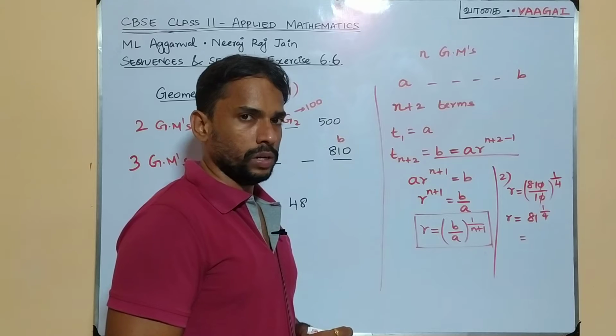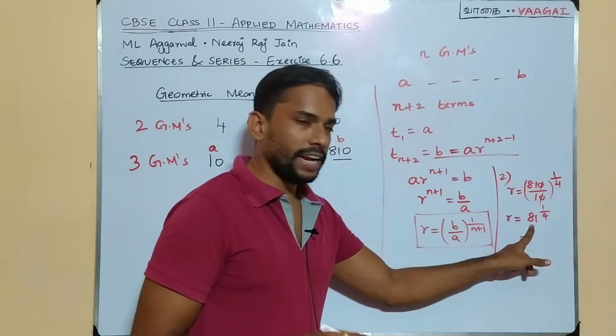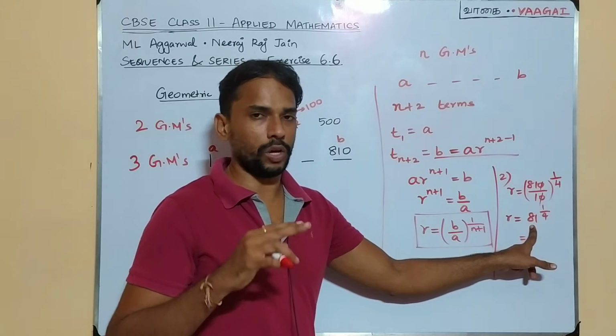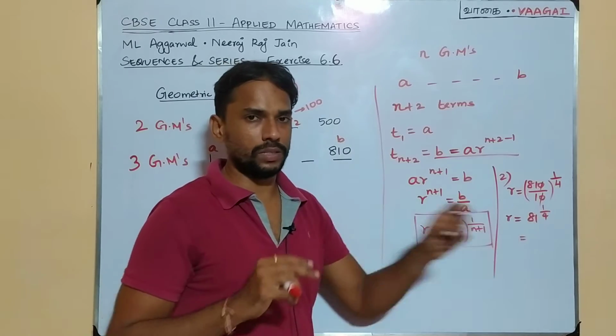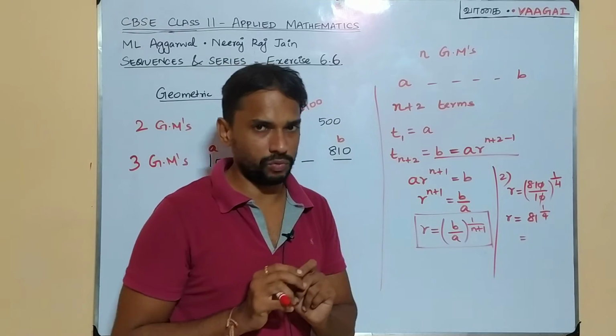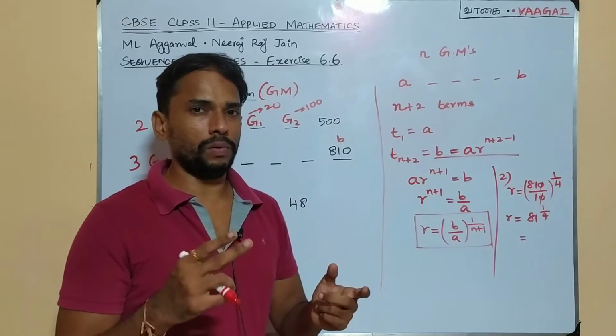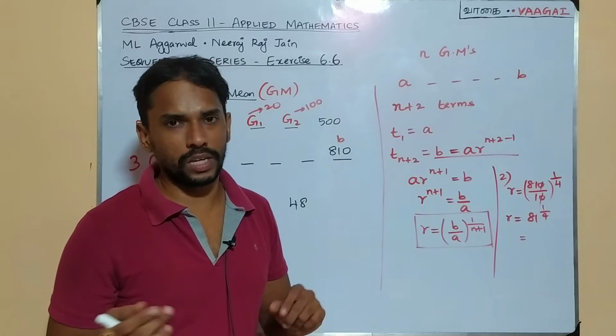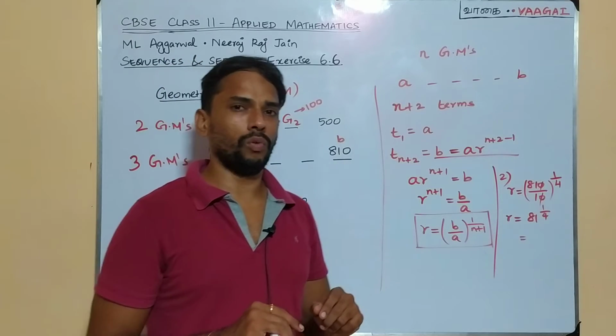So what we can do now is, we'll try to express this 81 as a power of 4. Some number raised to power 4. We'll try to do that. We know 1 power 4 is 1, 2 power 4 is how much? It's 16. Try calculating what is 3 power 4.